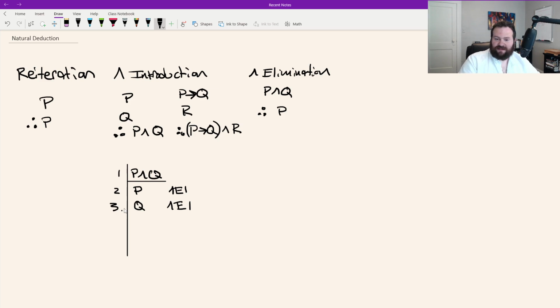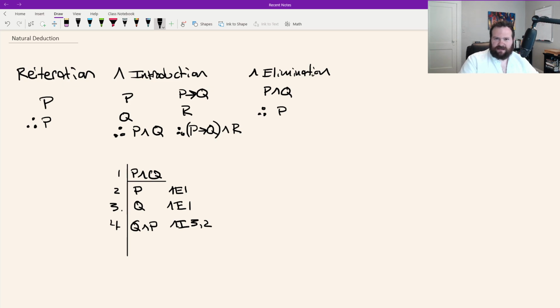And once I have gotten P and Q by themselves, I can combine them back together again in a different order with conjunction introduction. 3, 2. See? So, conjunction rules are fairly simple. You can either bring any two lines together with a conjunction symbol in between them, or you can take any existing conjunction apart into their more base elements.